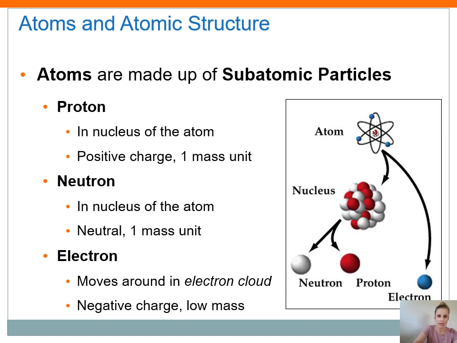Protons have a positive charge. So match up your P's: protons are positive. Every proton that an atom has brings one positive charge. So if you have an atom that has 6 protons, that means it has 6 positive charges. Every proton also brings 1 mass unit. So again, if you have 6 protons, then you're bringing 6 mass units to the atom.